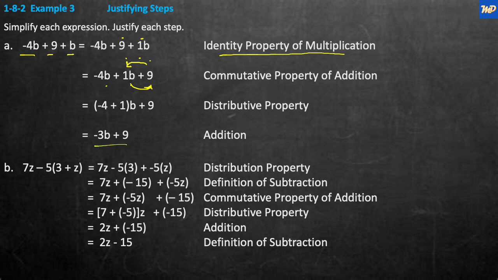And down here, a little more complicated, but the same thing. So we have 7z minus 5 times the quantity 3 plus z. And then so what will we do?